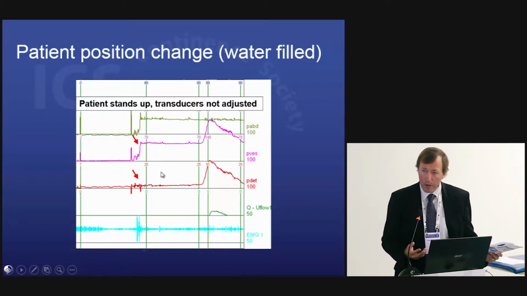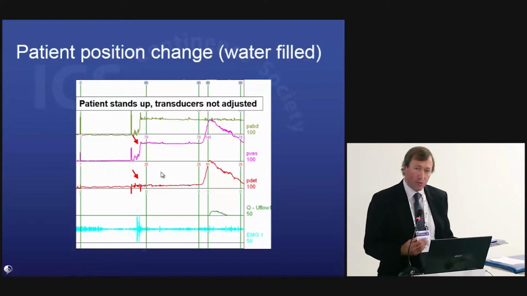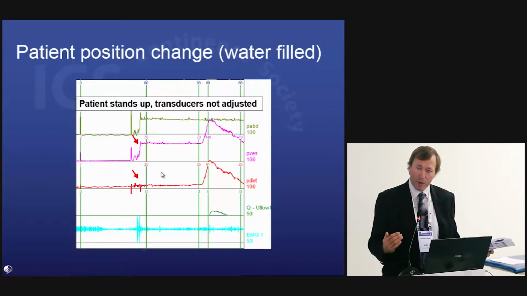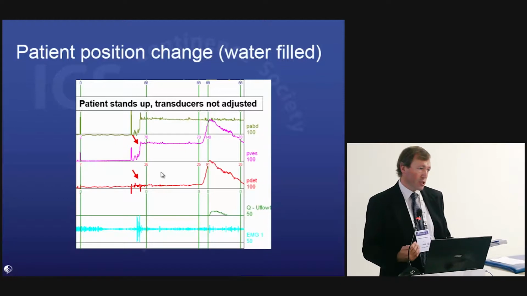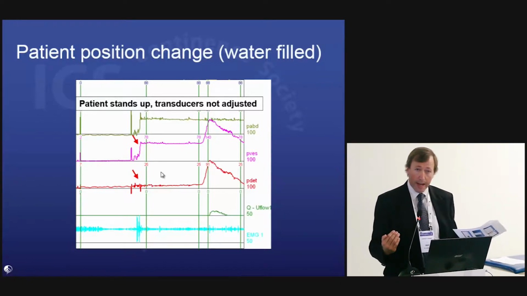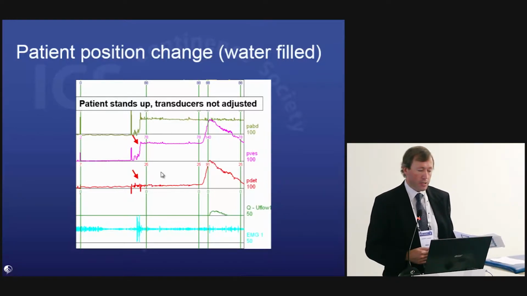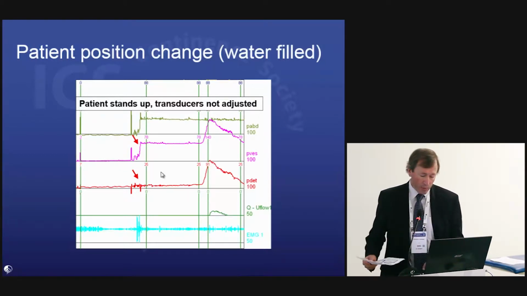So it shows you that you've not only got to adjust the level of your transducers when they move, you've got to check transmission, because it can change as the patient position changes. And you've ended up here without that check and with an artifactually high pressure.